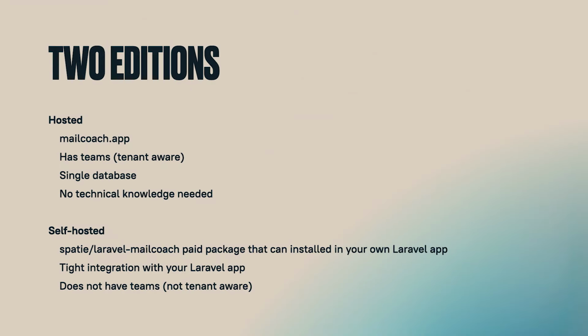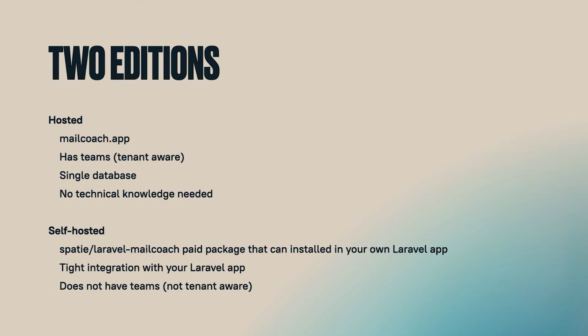So we actually have two editions of Mailcoach. We have a hosted version and we have a self-hosted one. The hosted one is the one that lives on mailcoach.app. You can sign up there. It has themes, so it is tenant aware because we have multiple clients and each client has their own theme. We use a single database in this approach. And as a user of the hosted version of Mailcoach, there's no technical knowledge needed.